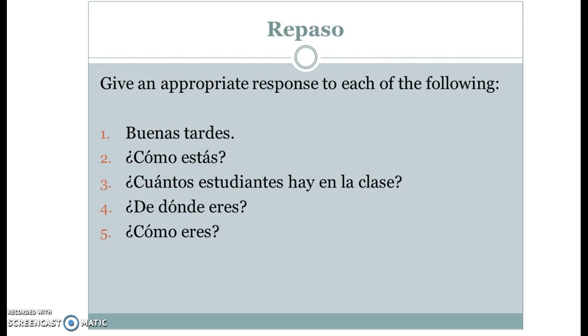Repaso. In this particular chapter, you have also learned some greetings and appropriate responses. Give an appropriate response to each of the following.